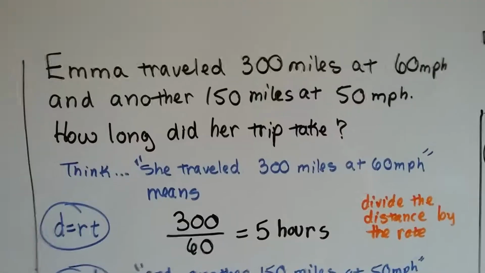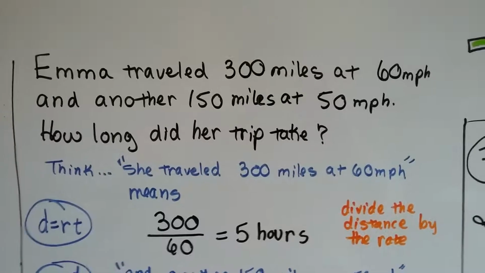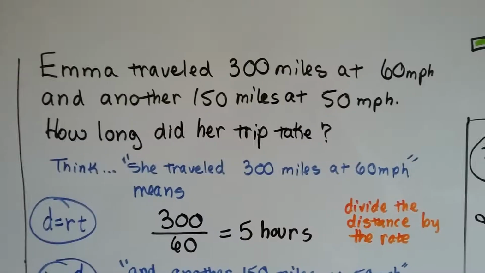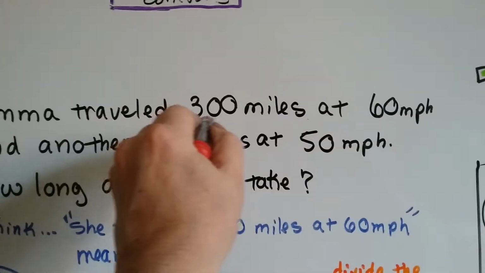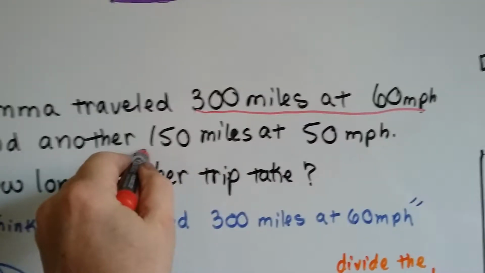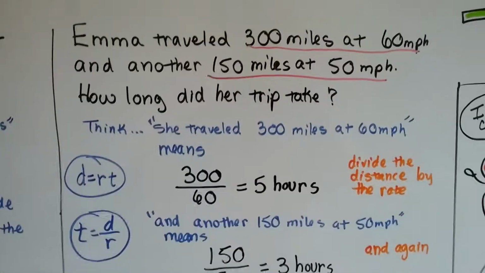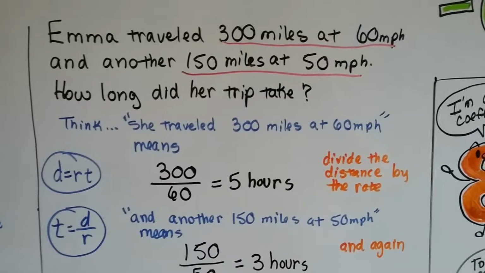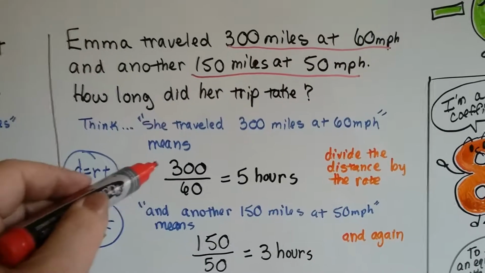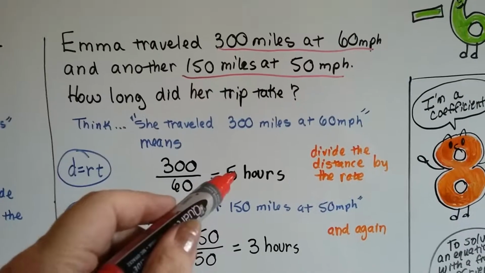All right. Emma traveled 300 miles at 60 miles per hour and another 150 miles at 50 miles per hour. How long did her trip take? So this is really two problems, okay? She traveled 300 miles at 60 miles an hour and 150 miles at 50 miles an hour, and we have to solve them separately and then put them together. That's all. That's simple. So if she traveled 300 miles at 60 miles an hour, it means we have to divide the 300 by the 60, and that'll give us 5 hours.